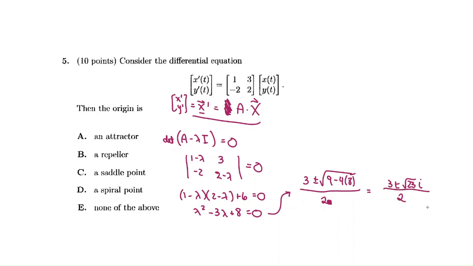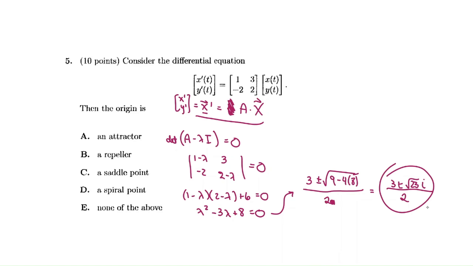And so from this, you can see that this is a complex eigenvalue, which means that the origin will not simply be an attractor or a repeller or a saddle point, because these would have non-imaginary eigenvalues. So it's not any of those because it's imaginary, and it will be a spiral point because a spiral point represents an imaginary number.